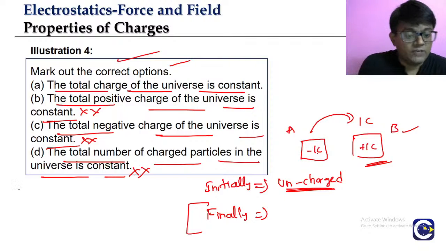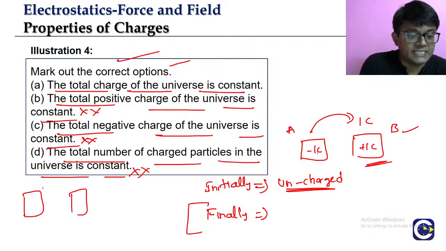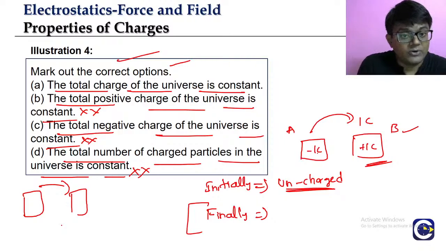Why? If two neutral objects are exchanging charge, then once they exchange the charge, we are going to get two charged objects. So what is the correct statement? The total charge on the universe will be constant.